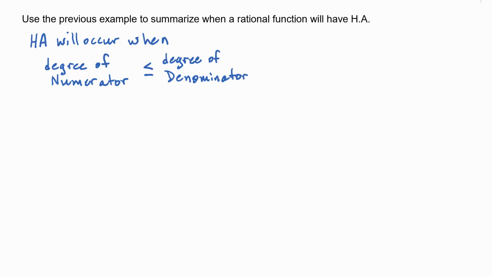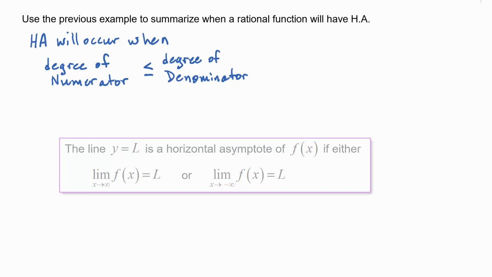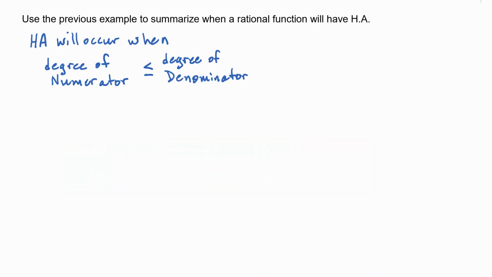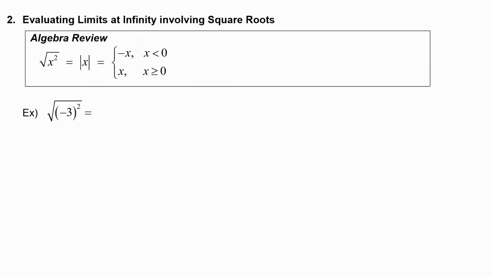But remember, to prove that you have a horizontal asymptote, you must use that definition, which involves using a limit at infinity. In part 2, we will be evaluating limits at infinity involving square roots.